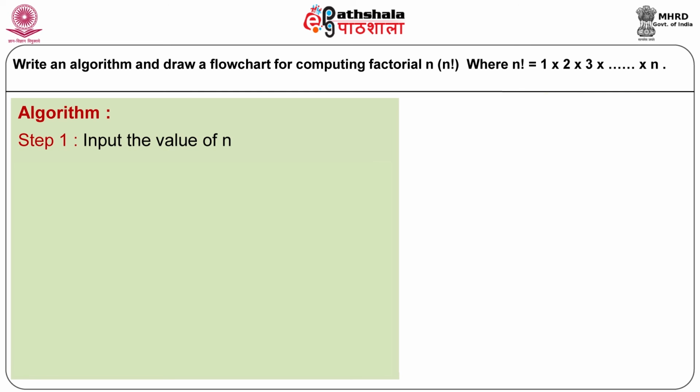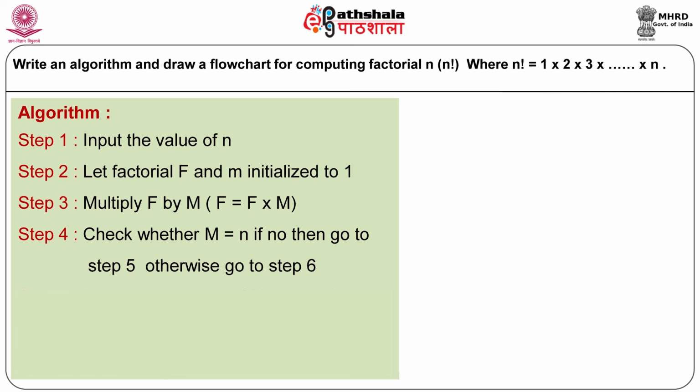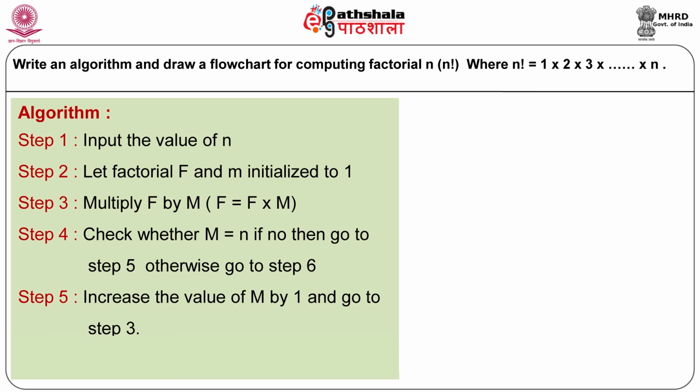Step 1, that is input the value of n. Second step, let factorial f and small m be initialized to 1. Step 3, multiply f by m. Step 4, check whether m equals n. If no, then go to step 5, otherwise go to step 6. Step 5 is increase the value of m by 1 and go to step 3. Step 3 is f equals f into m. Now this is the algorithm of factorial n.